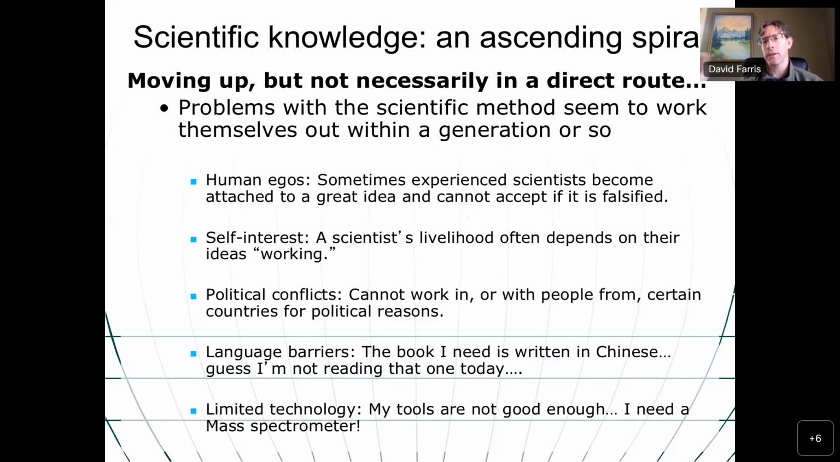And so sometimes you literally need to wait for certain people to literally pass away and die before their ideas can be fully replaced. There's self-interest. Sometimes people's livelihoods depend on certain ideas working. If they don't work, then they're in trouble. There can be political conflicts. Say if you cannot work on certain ideas, or if you can't work with people from certain countries, this can cause issues with the dissemination of scientific knowledge and disproving certain ideas.